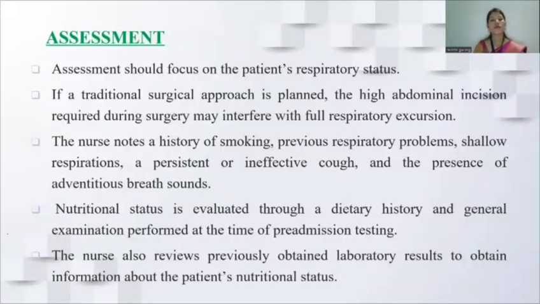The nurse also has to take history like smoking, previous respiratory problems, shallow respiration, persistent infective coughs, and presence of adventitious sounds. Then we have the nutritional status, and if the patient has undergone any blood test previously, we can obtain all the results.